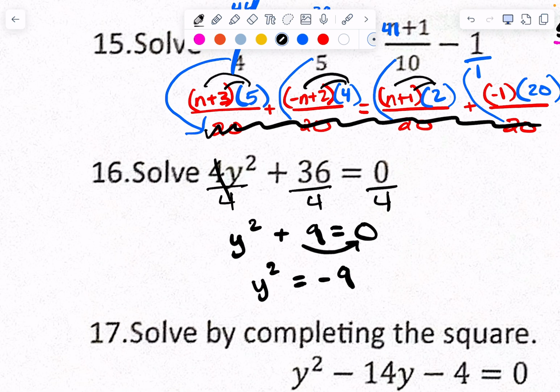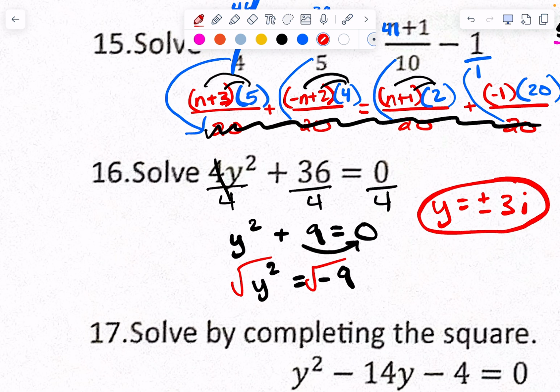And then what? Take the square root. Take the square root? Okay. Y equals, yeah, the square root of 9 is 3. The square root of negative is i, but we need plus minus. So plus minus square root of 3i. No, plus minus just 3i. So what does that mean?